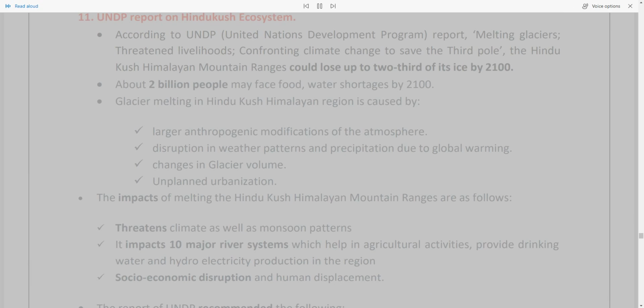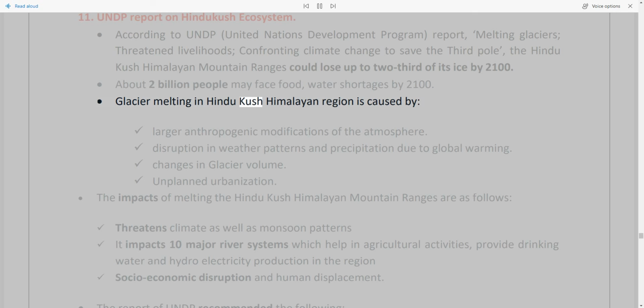11. UNDP Report on Hindu Kush Ecosystem. According to the UNDP, United Nations Development Programme, report, Melting Glaciers, Threatened Livelihoods: Confronting Climate Change to Save the Third Pole, the Hindu Kush Himalayan mountain ranges could lose up to 2/3 of its ice by 2100. About 2 billion people may face food and water shortages by 2100.